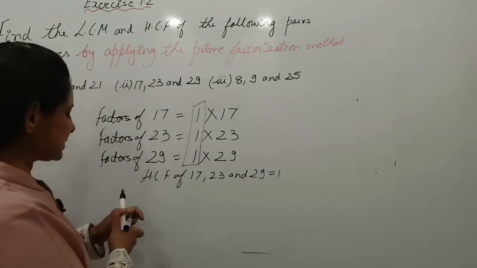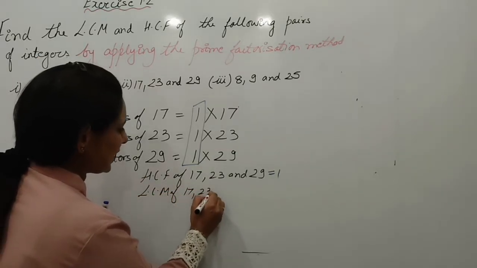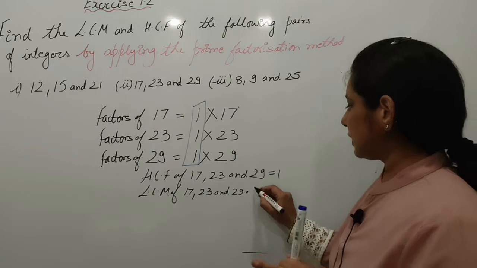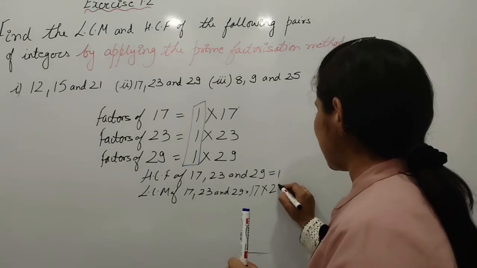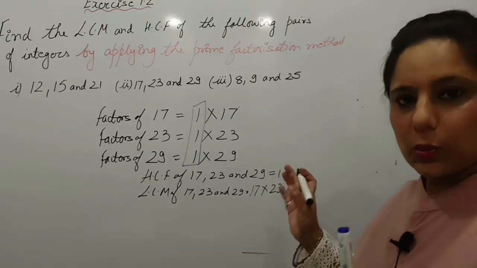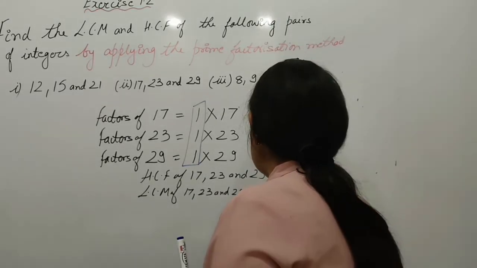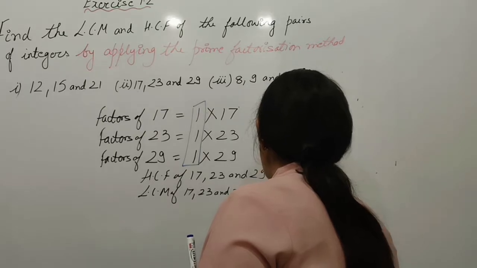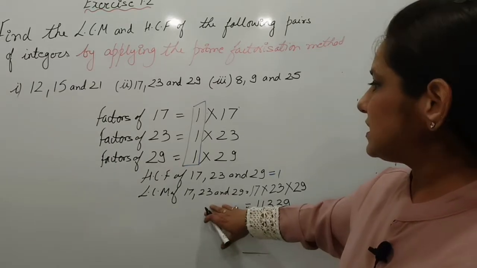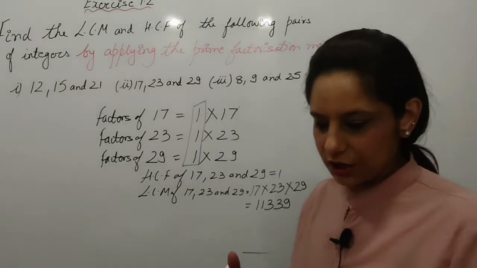And what will be the LCM? LCM of 17, 23 and 29 will obviously be the product of the numbers, that is 17 into 23 into 29. So the product of 17, 23 and 29 will be the LCM. Start calculating. The answer will be 11,339. Right? So the LCM of 17, 23 and 29 will be 11,339. Just cross check the answer.